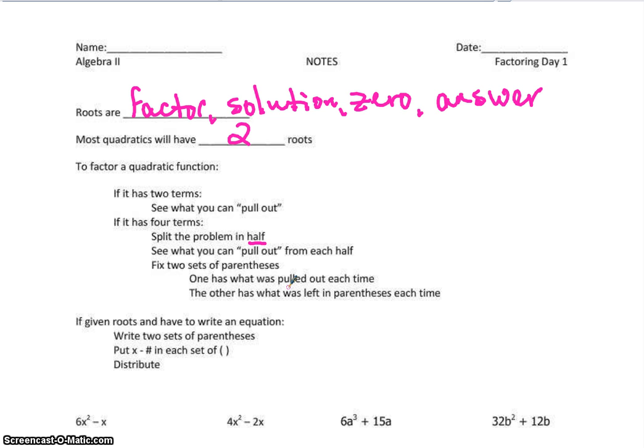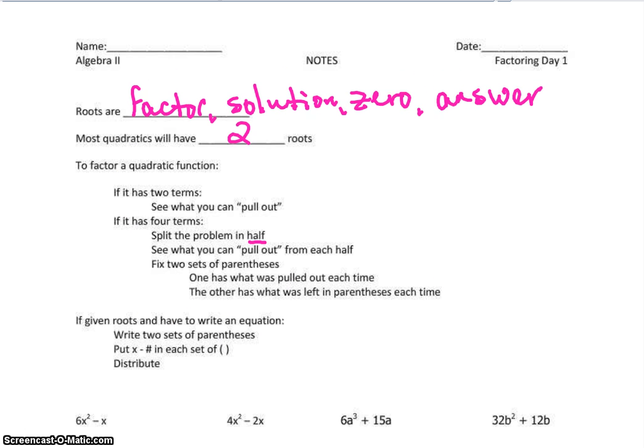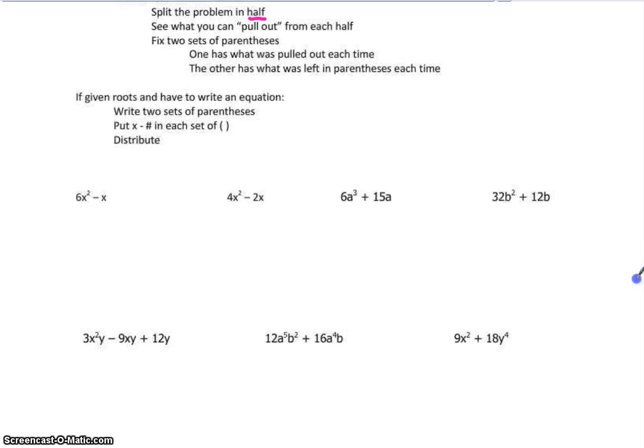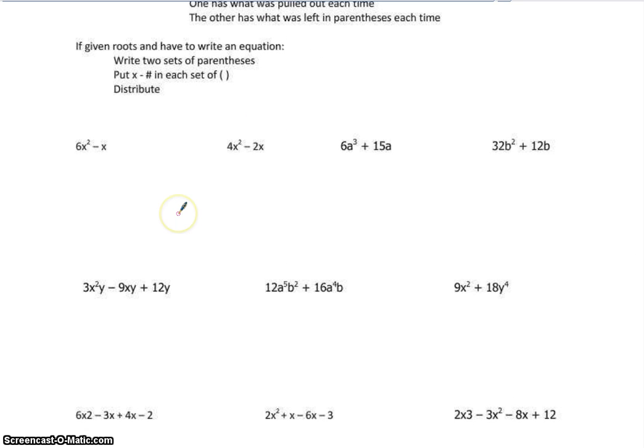Then you make 2 sets of parentheses. One is what you pulled out each time. The other is what was left over each time. It'll make more sense when you see one. If you're given the roots and you have to write an equation, you're just doing the same thing, but it's backwards. You make 2 sets of parentheses, x minus a number, in each using your roots. Then you would distribute, multiply, and you would have an equation.